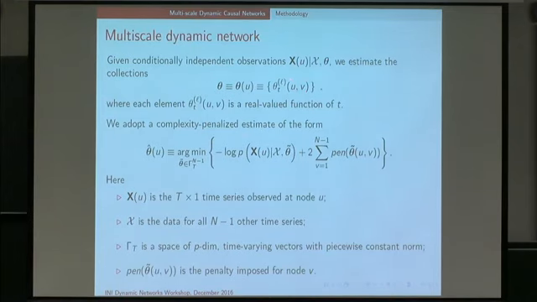We adopt a complexity penalized estimate, similar to what we did before. So you have minus log likelihood plus twice a certain penalty here. This penalty is a sum over vertices of simpler penalties. I'll show you those in a moment. XU is your time series specifically at node U. Script X is the data for all the others.